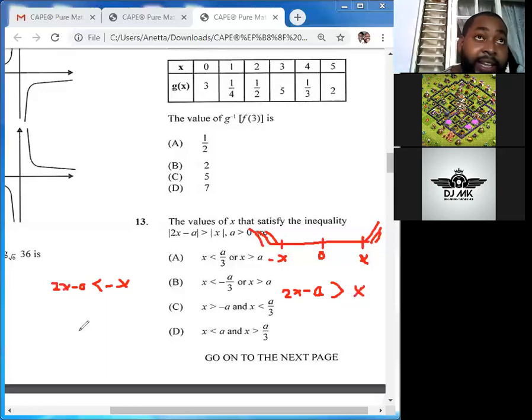If I'm solving the left hand side, bring this negative x across, it's going to turn positive. Add that to the 2x, I'm going to have 3x here. And this a is going to come over, so it's going to be 3x is less than a. And if I divide both sides by 3, one instance is going to be x less than a over 3. You see anything else, x less than a over 3?